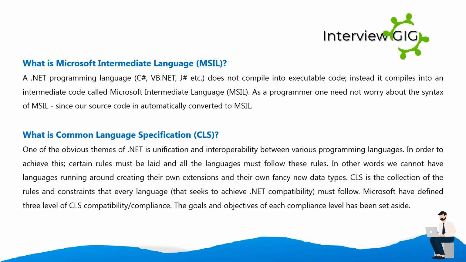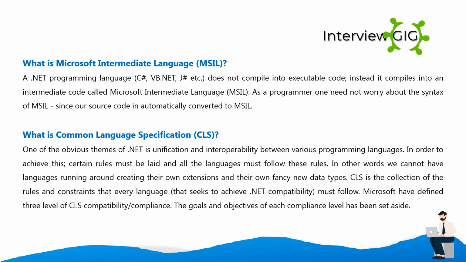.NET programming languages, C#, VB.NET, J#, etc., do not compile into executable code. Instead, they compile into an intermediate code called Microsoft Intermediate Language, MSIL. As a programmer, one need not worry about the syntax of MSIL, since our source code is automatically converted to MSIL.